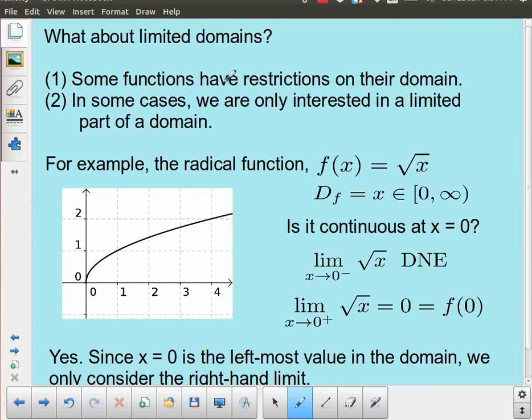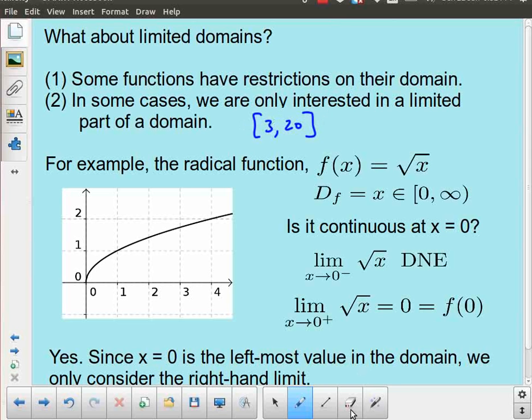One of them is some functions naturally have restrictions on their domain. And that's the example I've given here, which is the radical function. The radical function's domain goes from 0, and it includes 0, to positive infinity. Sometimes, in other cases, we're only interested in some limited part of the domain. So we may actually place a limit on the domain ourselves. So we might say that we only want the domain between 3 and 20, for example. So what we're saying is I don't want any values less than 3 or any values greater than 20.